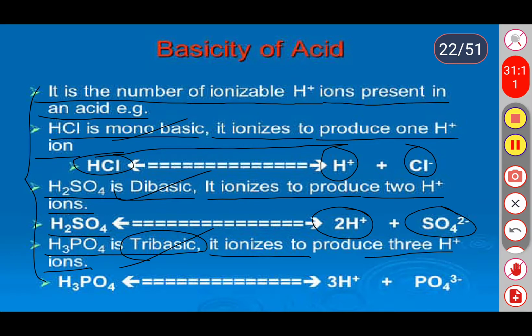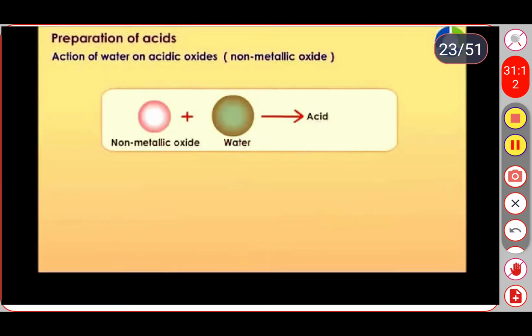The next concept is preparation of acids. There are several methods for preparing acids. Some of them are: first one, the synthetic method or direct method. In the synthetic method, acids are prepared by the direct combination of elements. By the direct combination of the elements, we prepare the acidic substances.